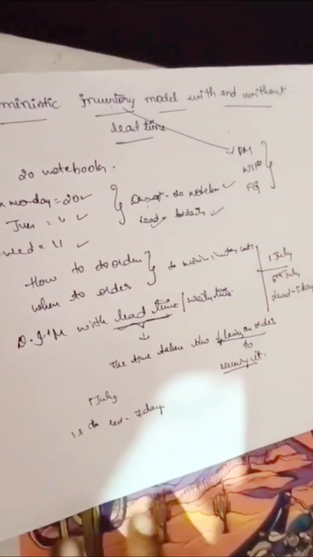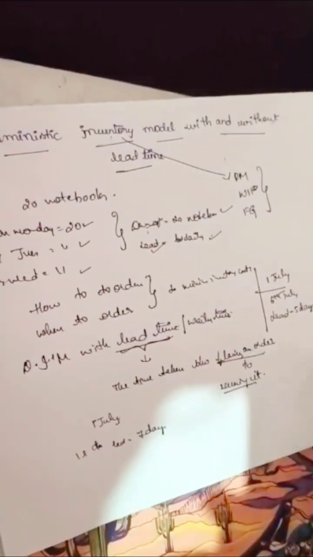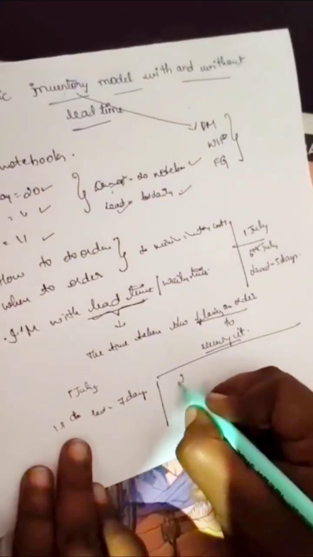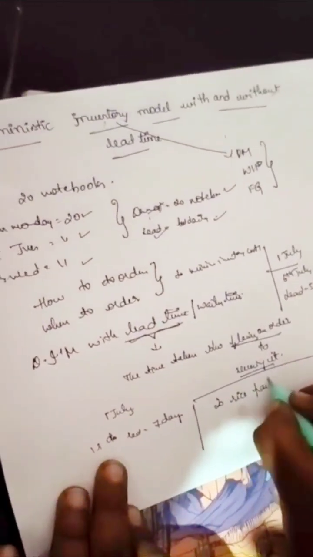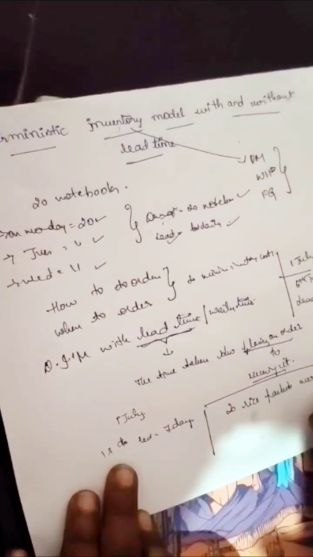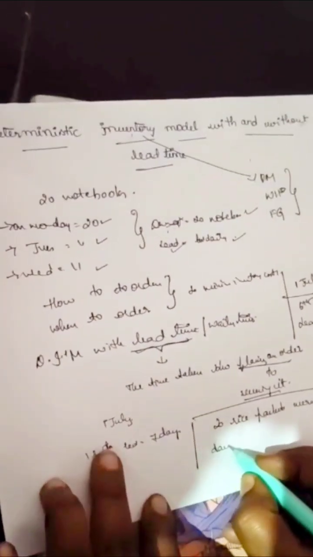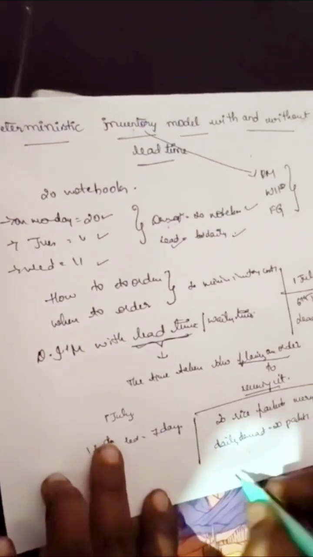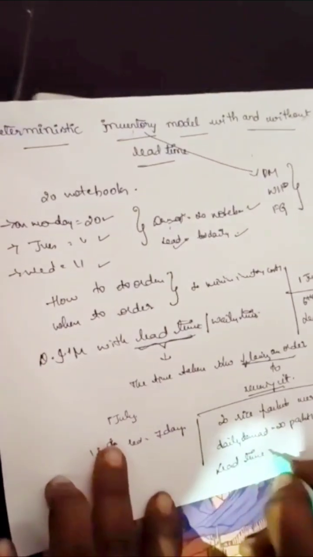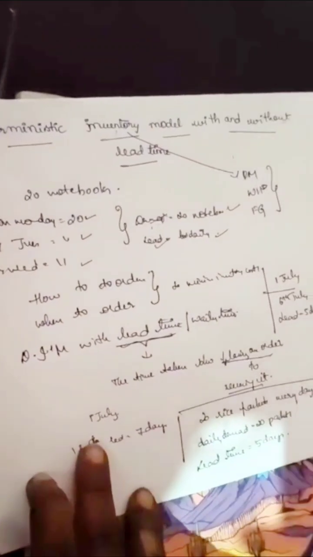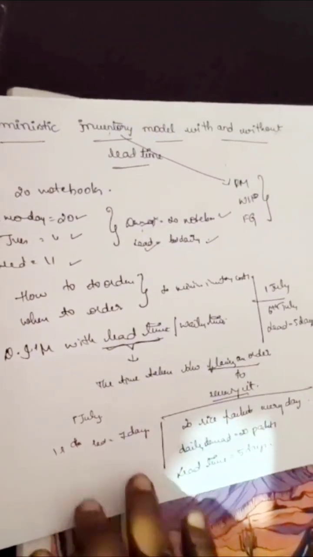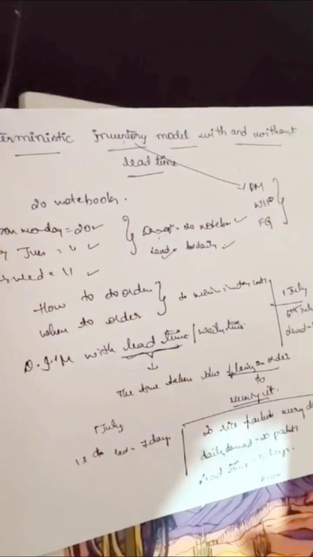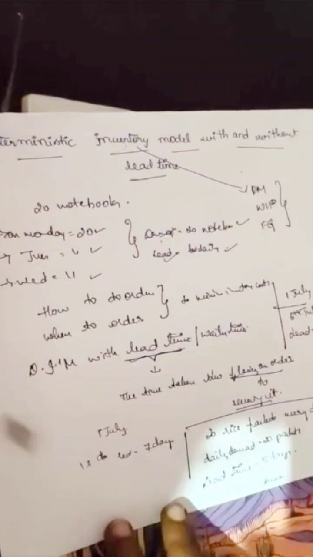For another example, a grocery shop sells 20 packets of rice every day. Here the daily demand is 20 packets, and the lead time is 5 days. The shop should not wait until the stock becomes zero. That is the main motto. So it should place the new order before the stock runs out.